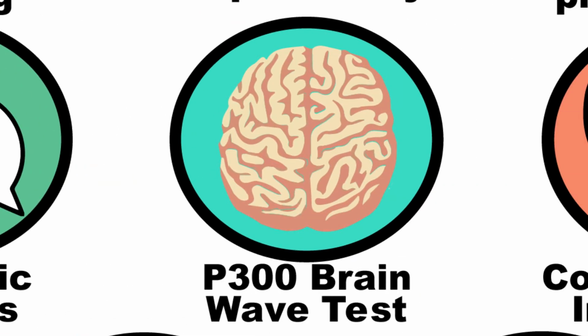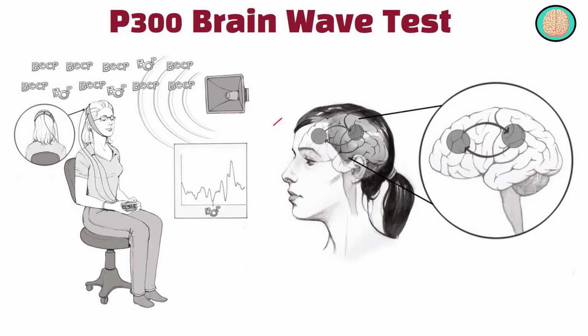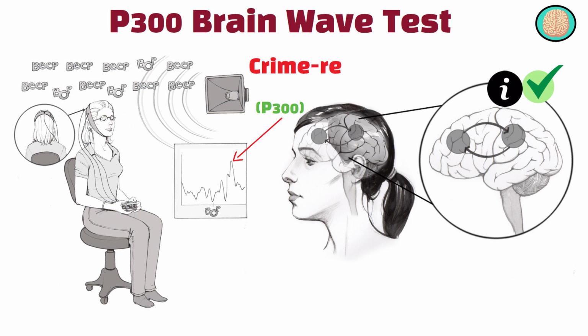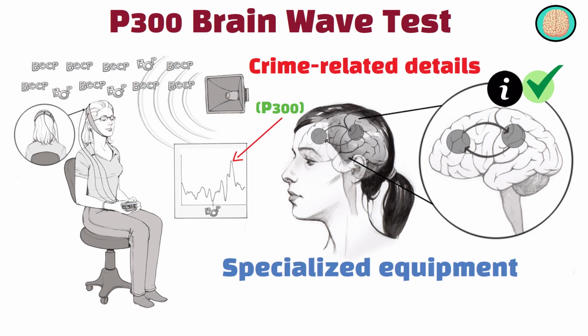P300 Brainwave Test. This neurophysiological method measures a specific brainwave response, P300, that occurs when a person recognizes significant information. In lie detection, it's used to determine if a person recognizes crime-related details. While promising, it requires specialized equipment and interpretation.